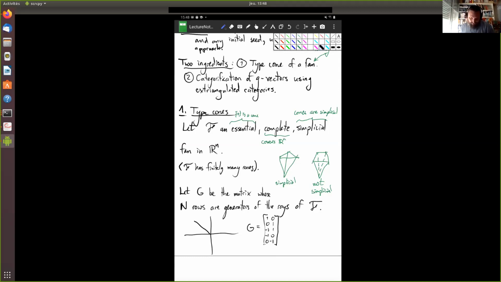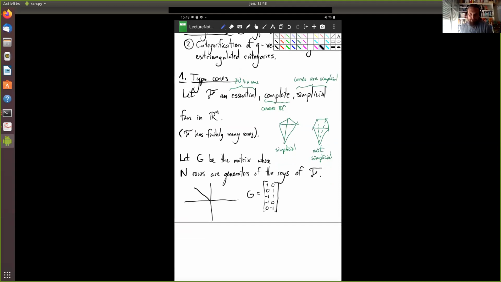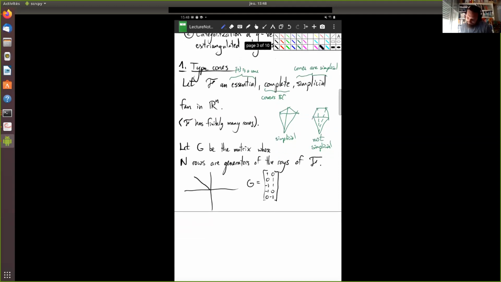Now I'm interested in having a realization of the generalized associahedron. What do I mean by this? What I will call a polytopal realization of F is a polytope whose normal fan is precisely F.